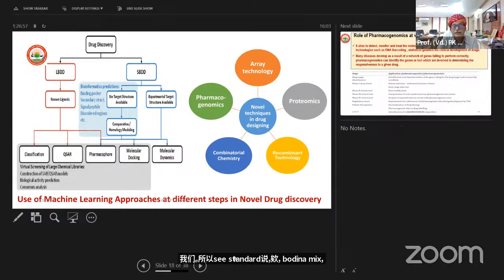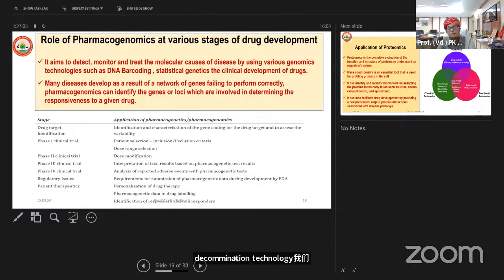So array technology, proteomics, recombinant technology, combinatorial chemistry, and novel techniques in drug designing, and then pharmacogenomics. Now it is coming into the picture. There are so many technologies available nowadays, so we can focus on that particular area for new drug development or for the repositioning of the drug.